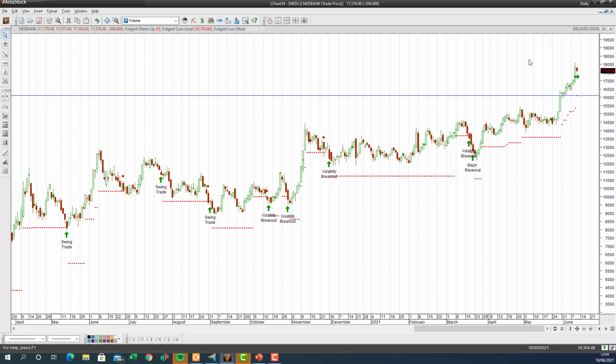Now, it's broken out of a trading range. You should expect it to pull back a little bit, but that's where the trailing stop is. This trade was in at 12,102, is now 17,575, so it's a very healthy, good return there.